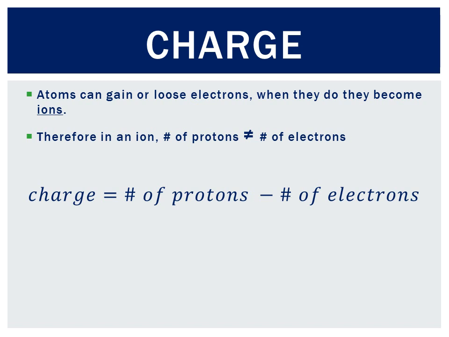Now let's stop here and look at this equation for a second. We know that protons are positive. We know that electrons are negative. So let's look at what would happen to the charge if we have more protons than electrons. So more protons than electrons, the charge would be a positive number.